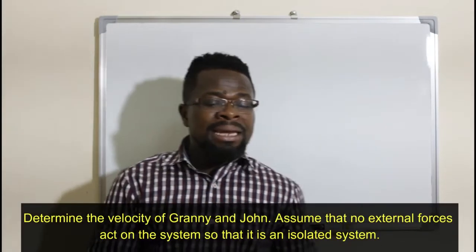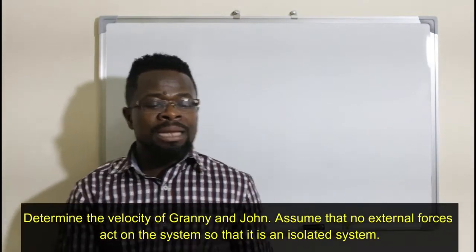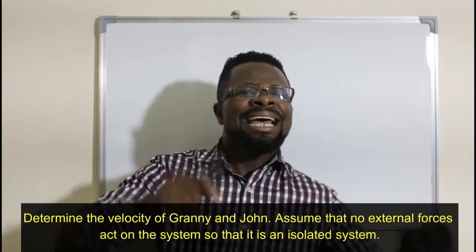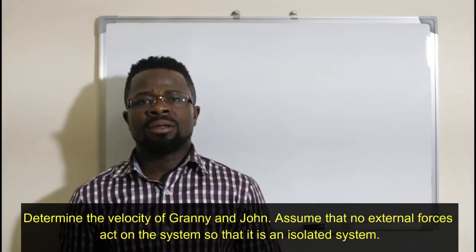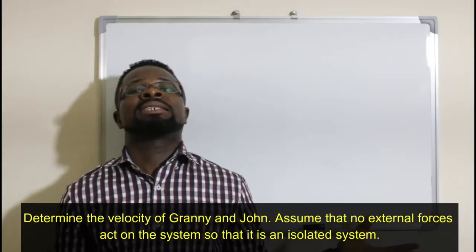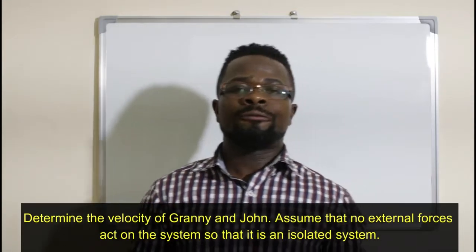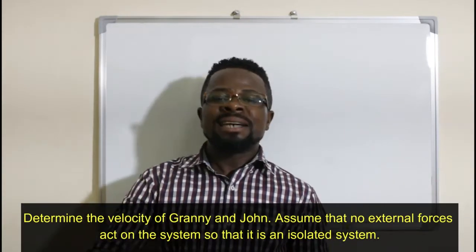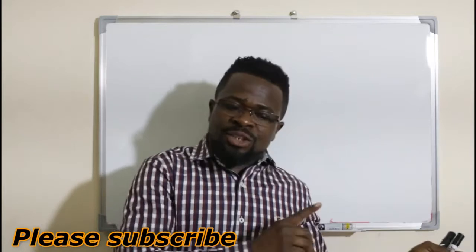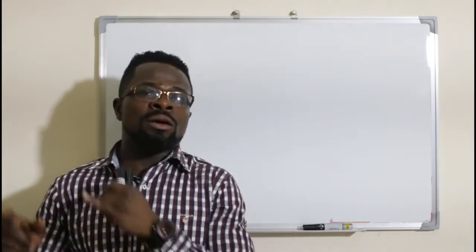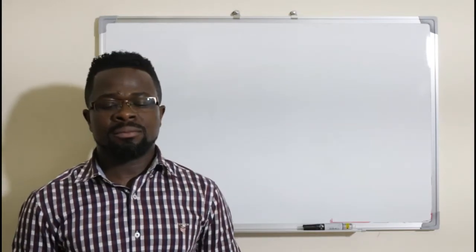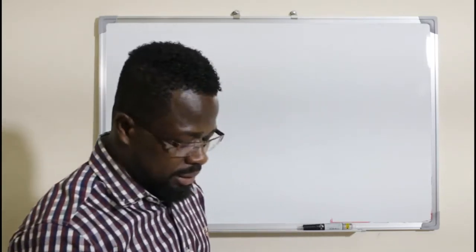So if you look at this type of problem, let's see the question. It says, determine the velocity of Granny and John. Assume that no external forces act on the system so that it is an isolated system. Let's understand that. What is an isolated system? An isolated system is any system without any external forces. Where there is no external force interfering with the system, then we say the system is isolated. So the first question is asking us to determine the velocity of Granny and Johnny. And then the second question is asking, what kind of collision is this? Alright, let's go straight into solving the problem.